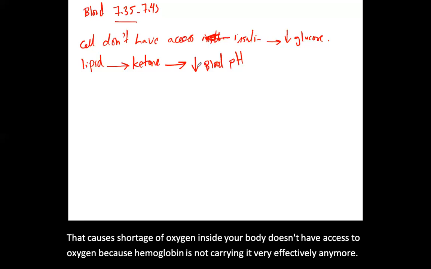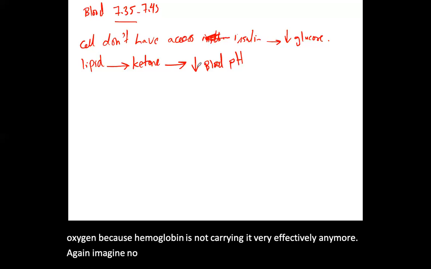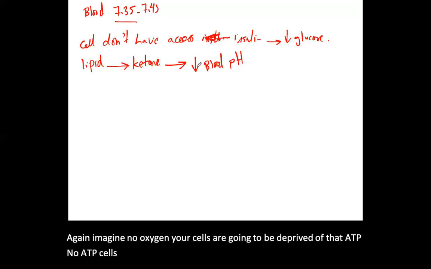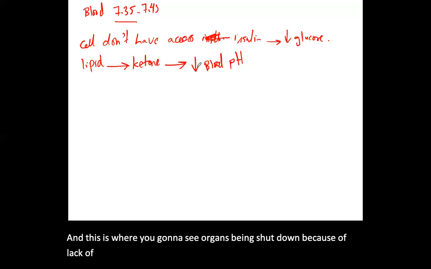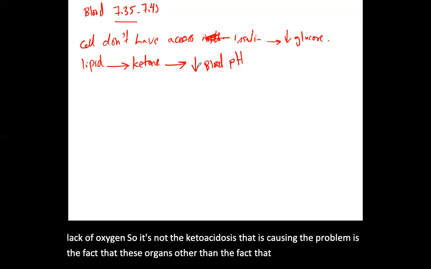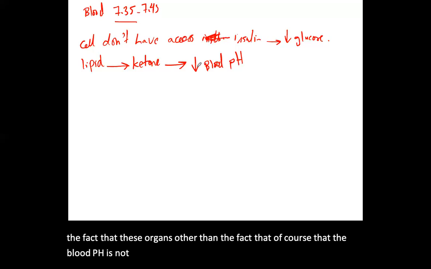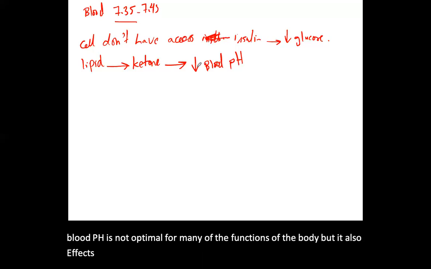Again, imagine no oxygen, your cells are going to be deprived of that ATP. No ATP, cells will eventually die. And this is where you're going to see organs being shut down because of lack of oxygen. So it's not the ketoacidosis itself that is causing the problem. It's the fact that, of course, the blood pH is not optimal for many of the functions of the body, but it also affects the affinity of hemoglobin for oxygen carrying capacity, and therefore cells are going to be deprived of oxygen.